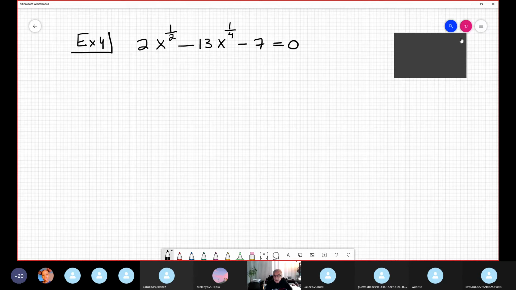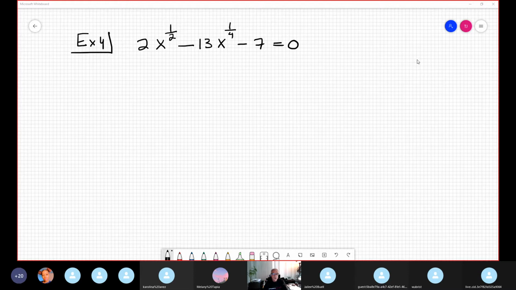Okay, again, similar situation. Fraction exponent means radical. So you can interpret this like that: 2 square root of x minus 13 fourth root of x minus 7 equal to 0. These equations are similar. But maybe this is confusing to understand at the beginning. You say, I don't understand very well. Is it a radical equation or not? Well, yes, of course it is.